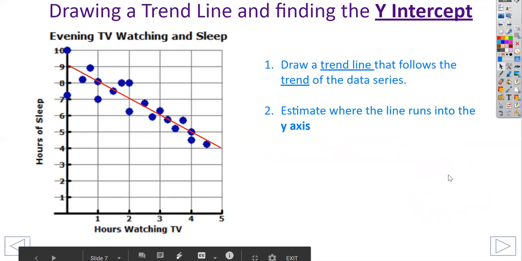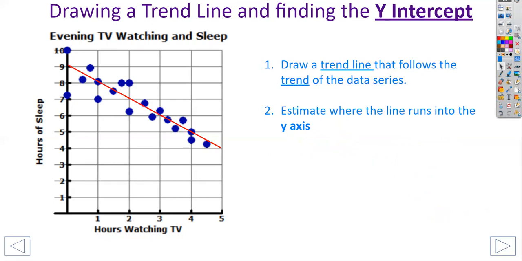Lastly, let's learn how to draw a trend line and find the y-intercept of that trend line. We've solved for y-intercept before when we learned about slope and the equation of a line, and it's no different on a trend line. In fact, it's actually easier. So our first step is to draw a trend line that follows the trend of the data series, which we already have over here on the left.